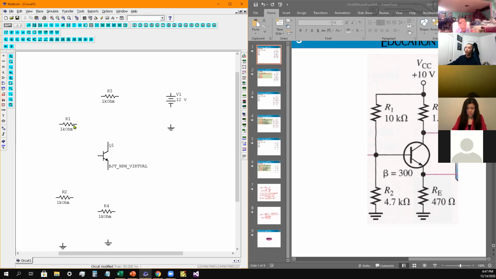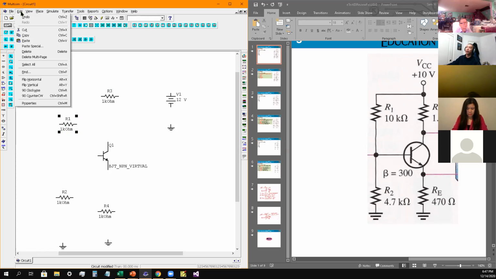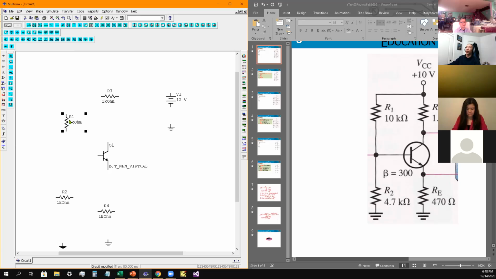Now that we have all the parts on this screen, all I have to do is click on that part, say R1, and then we need to turn it this way. So you highlight that, and this little square opens up, and you can go up to the Edit menu, and right here you can do a flip horizontal or flip vertical, a 90 degree clockwise turn or counterclockwise, or if you remember the shortcut keys, you can use those. So I'm going to use the clockwise turn. Now it looks exactly like the one on the schematic.